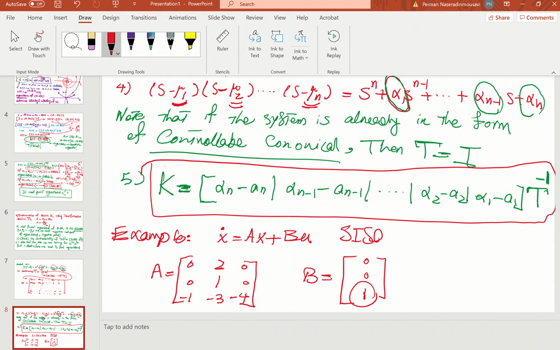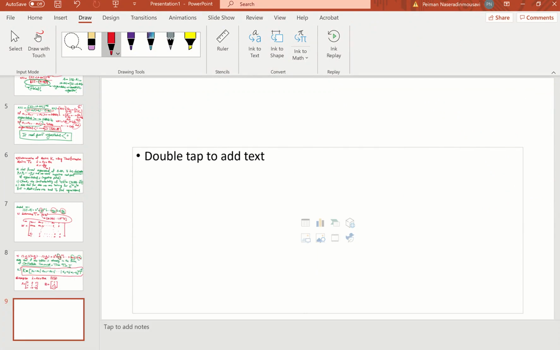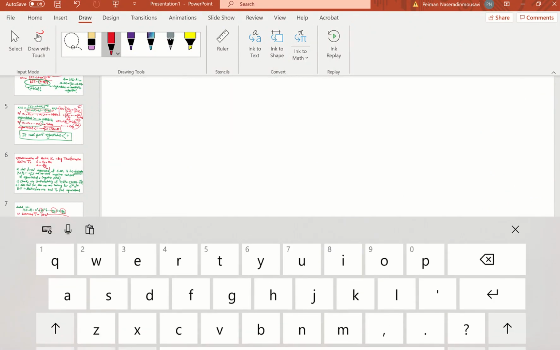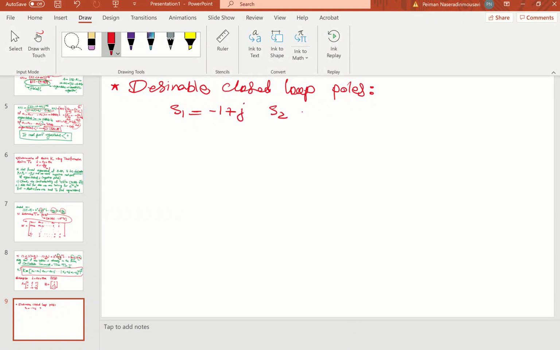Okay, and what we want, you have a boss in the company, and says I have a third order system like a solenoid actuated butterfly valve. After linearization, that gives you this LTI system. I want these desirable closed loop poles or eigenvalues: s1 or mu1 is -1 plus j, s2 is -1 minus j, s3 is -5.